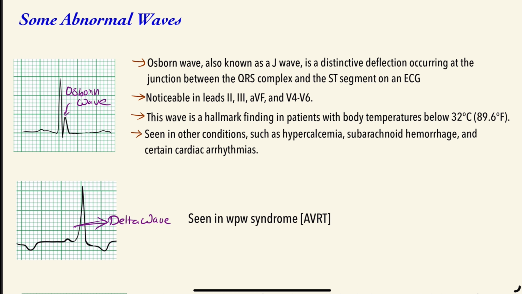This wave is a key indicator in patients with hypothermia, specifically when the body temperature falls below 32 degrees Celsius. Additionally, the Osborn wave may also be observed in conditions like hyperkalemia, subarachnoid hemorrhage, and certain cardiac arrhythmias.